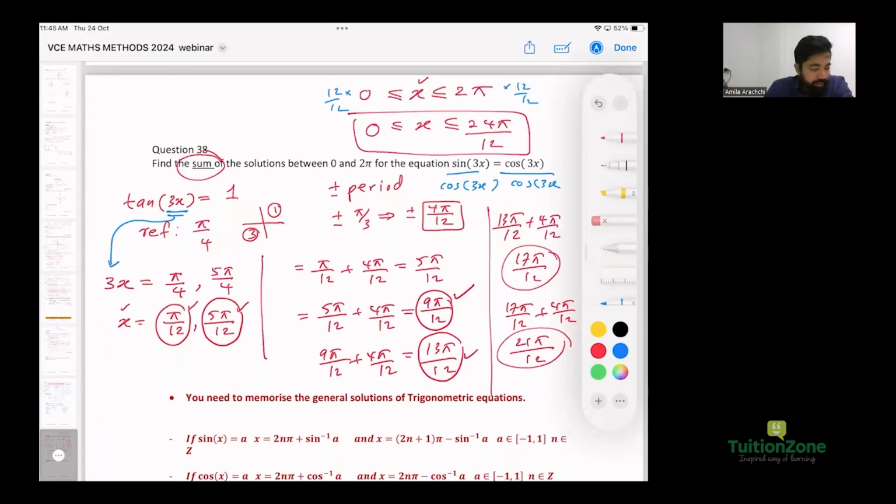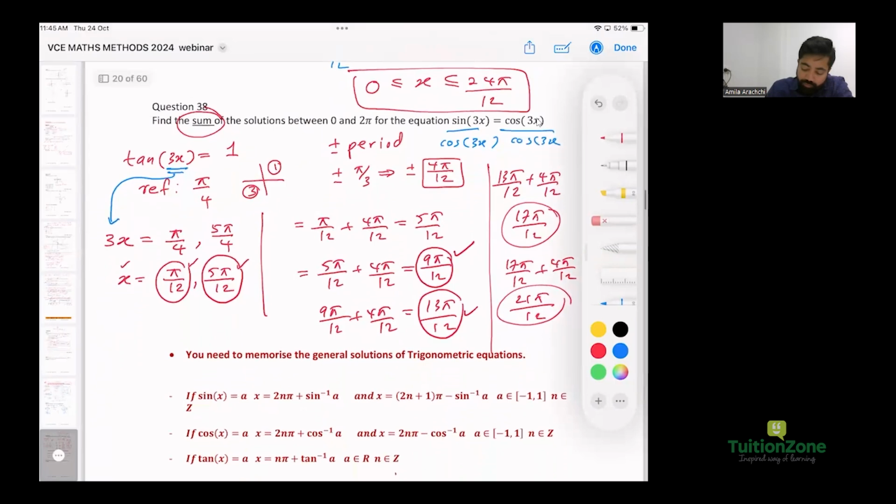Are we all good? I'm not worried about the answer. It's 11 pi over 2. Answers are fine. As long as you get the method, that's the main idea. Yeah, 11 pi on 2.